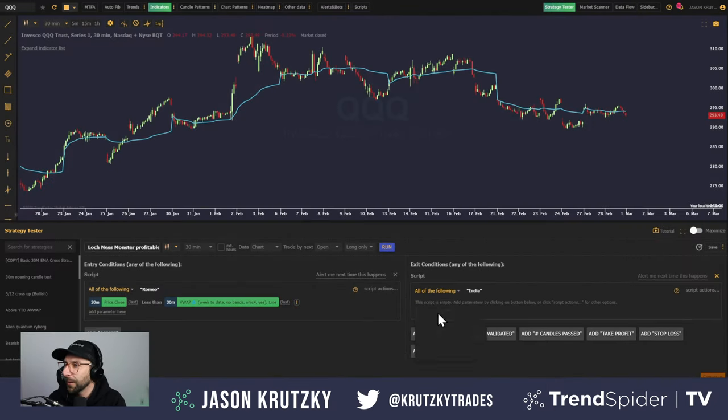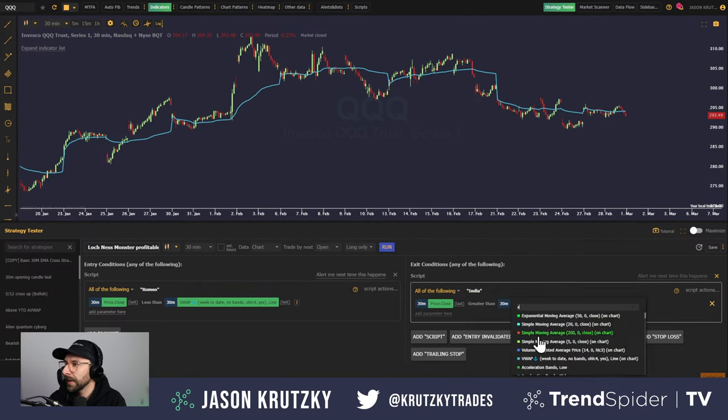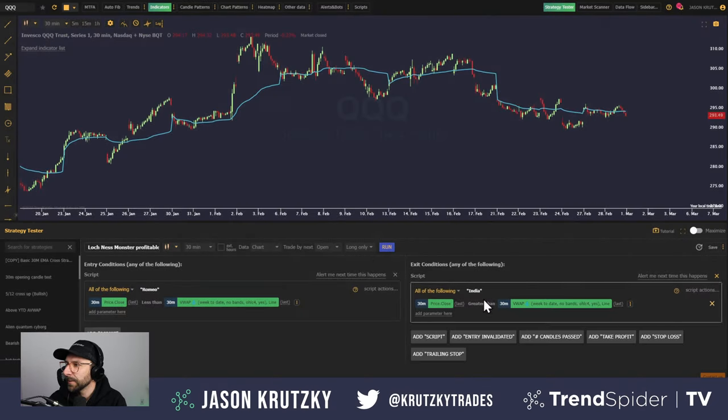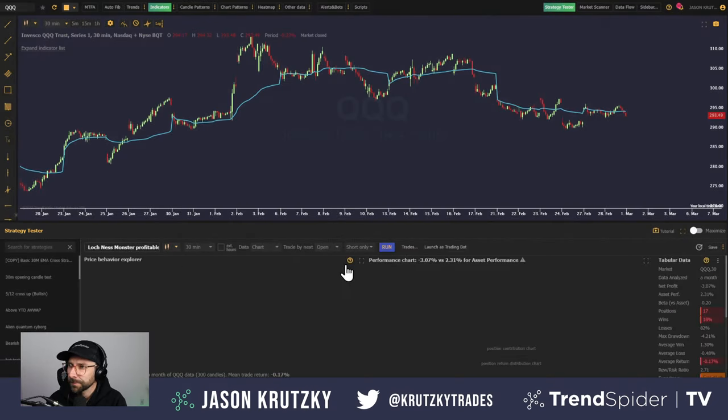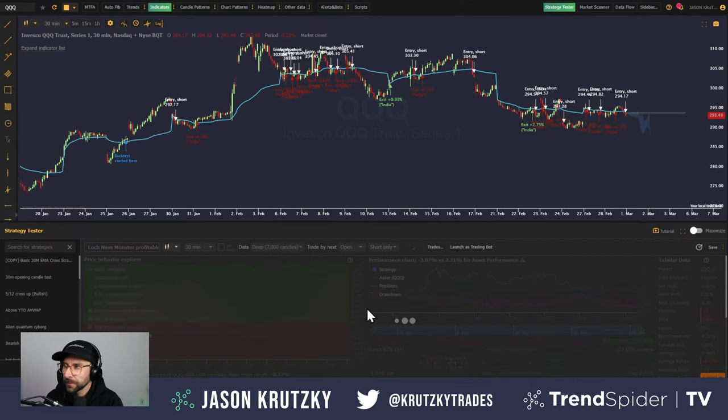And then I want to get out of this short if price closes above. So I'm going to say price close greater than indicator VWAP. And I've got to do the same thing: week to date and continuous. Switch this to short. And then I'm going to change this to 7,000 candles.